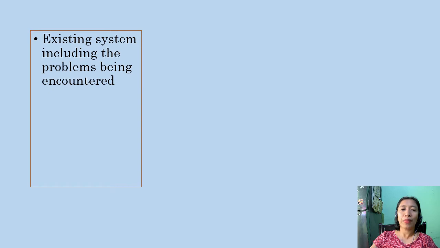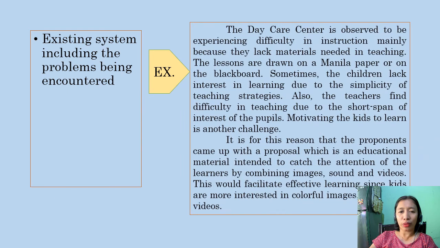And the next is, this is probably the concluding part. You have to state or write there what is being done or what is the existing system, like in the title of Ayla's group, in terms of e-learning. And then, you also include the problems being encountered. For example, in the first paragraph, she says here, the daycare center is observed to be experiencing difficulty in instruction, mainly because they lack materials needed in teaching.